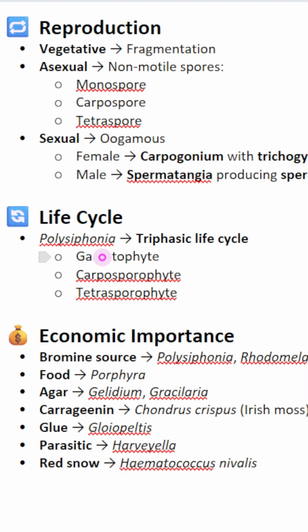In the life cycle, Polysiphonia is the one exception among red algae where we find a three-phasic life cycle: gametophytic phase, carposporophytic phase, and tetrasporophytic phase. That means a gametophytic plant, a carposporophytic 2N plant, and a tetrasporophytic plant. Got it? So these three types of plants are found in the life cycle of red algae.